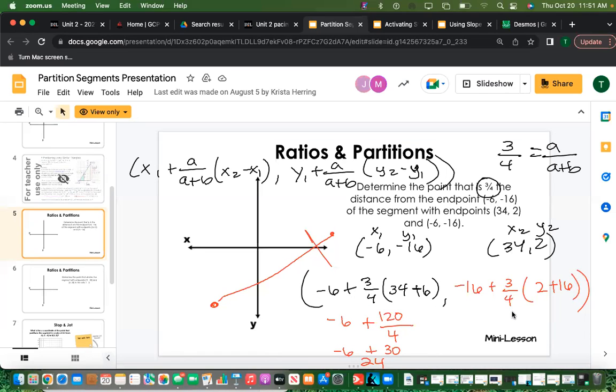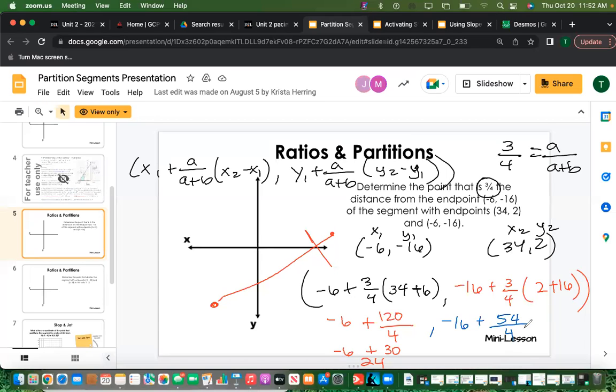For the x, we had 34 plus 6, and then multiplied 3 times 40, and put that over 4. Over here on this side, I've got 2 plus 16. What does that give me? 18. And then 18 times 3 is 54. Again, I'm going to write this in a different color so that you can see the separation. So this is going to be -16 plus 54 over 4. Can we simplify 54 over 4?